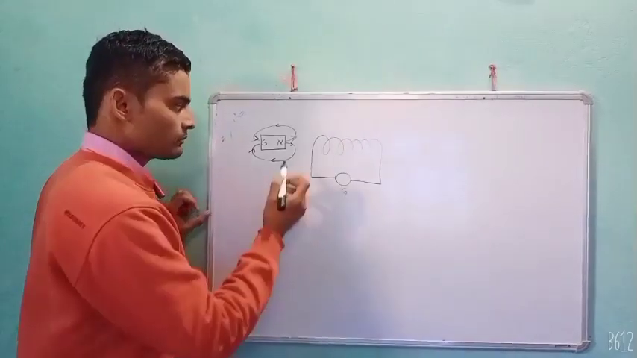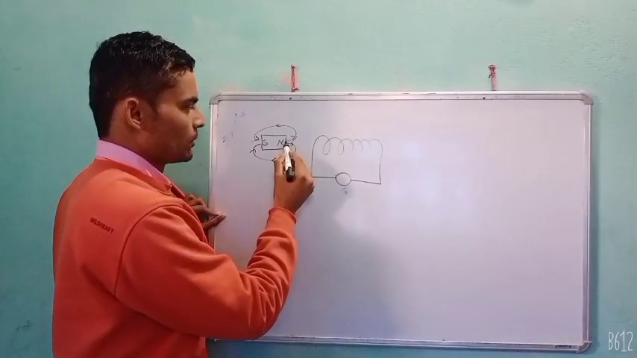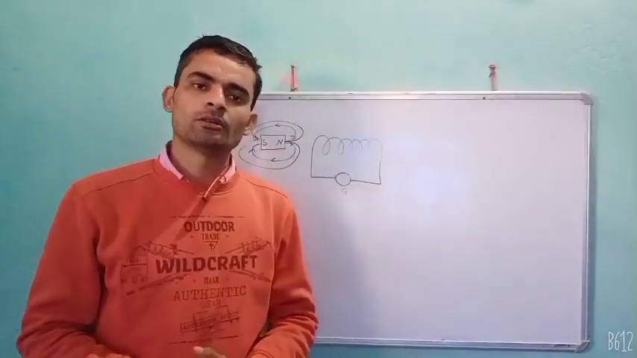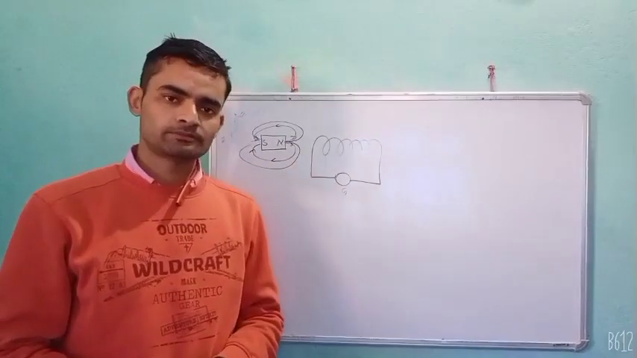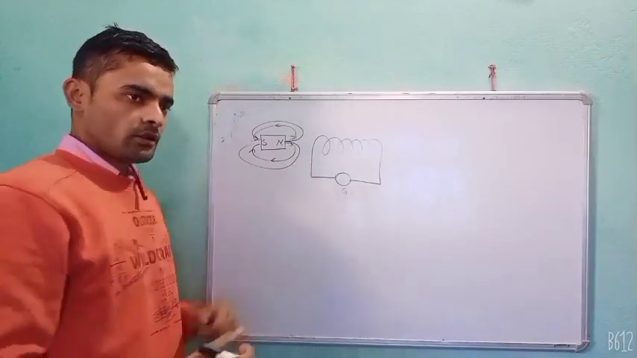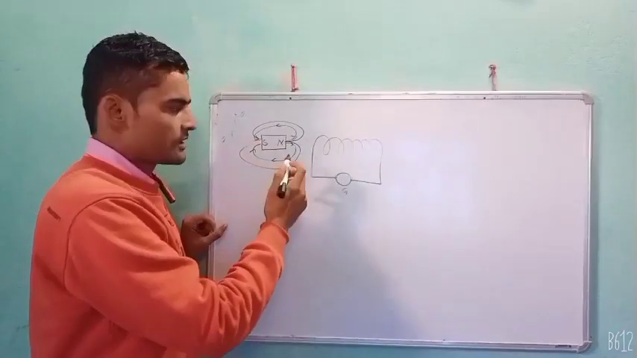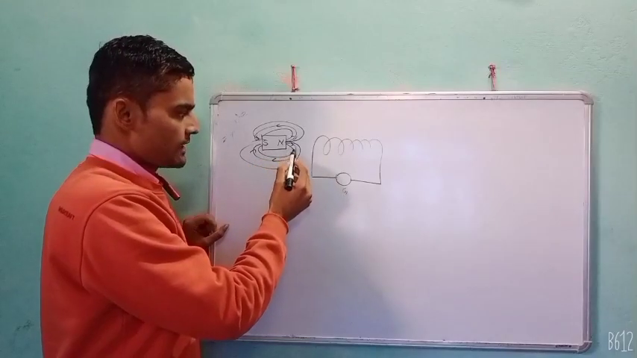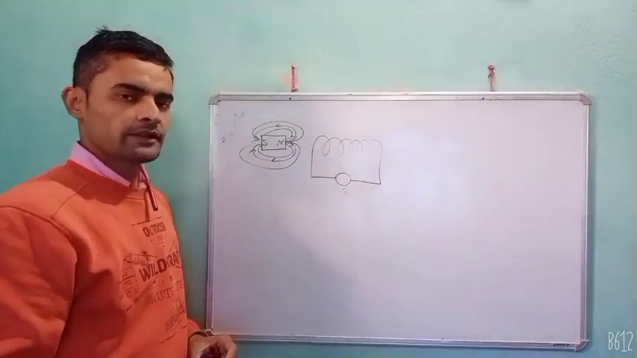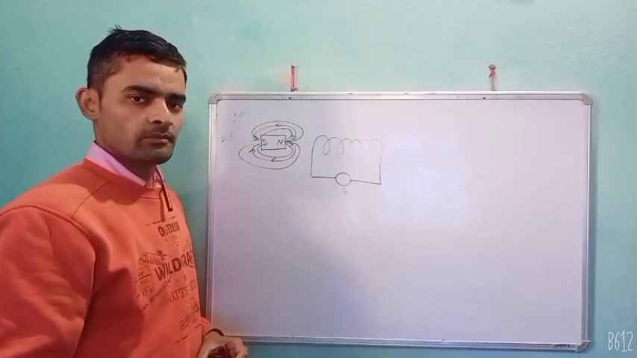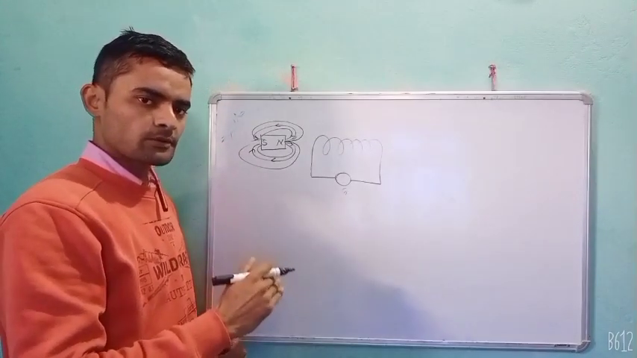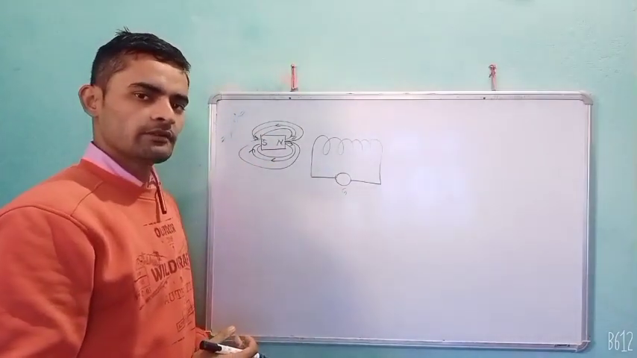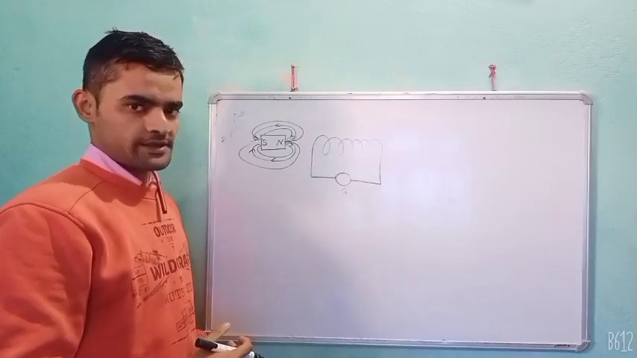Near the poles, the density of magnetic force lines is higher. As we go away from the poles, the density of the magnetic field becomes lower and lower. Then when you approach the other pole of the bar magnet, the magnetic field becomes more and more dense.